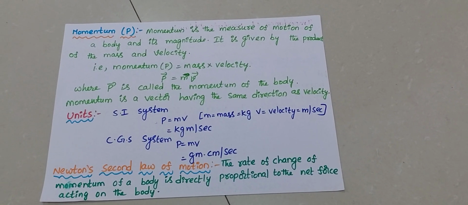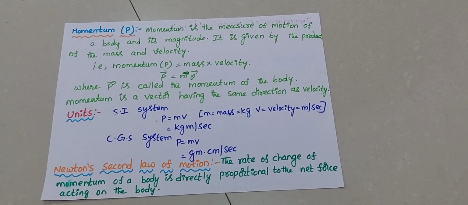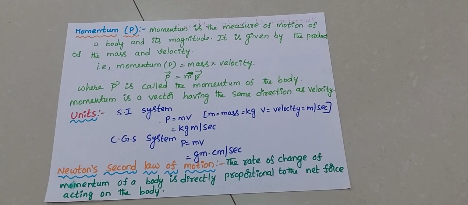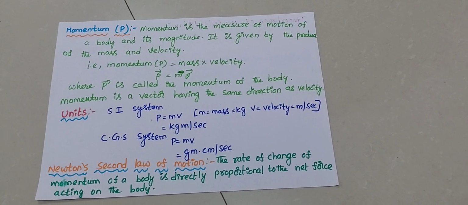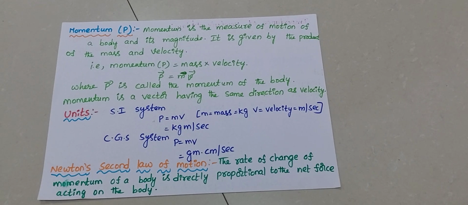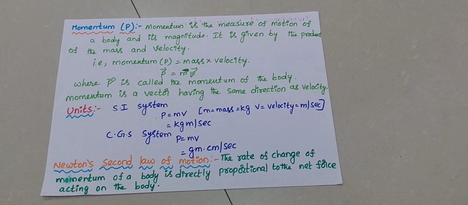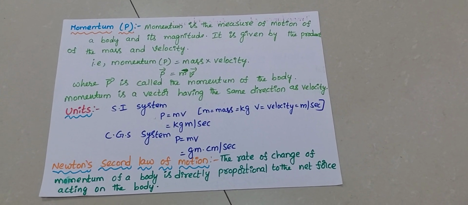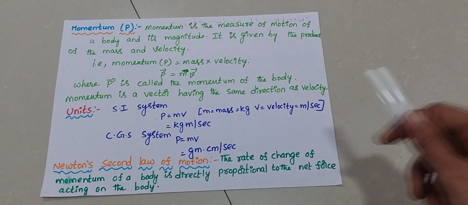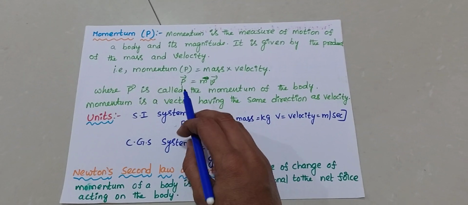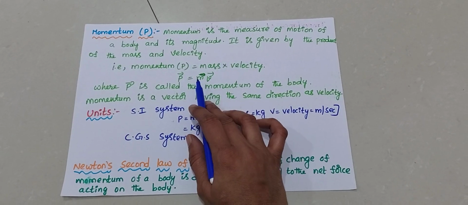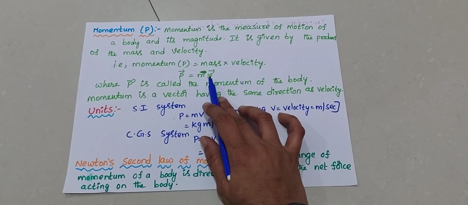Here this momentum indicates its magnitude. It is given by the product of mass and velocity. Momentum P is equal to mass into velocity. What is mass? Mass is the weight of the body. Here mass is m, velocity is v.